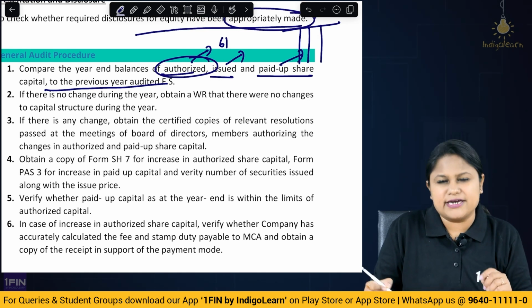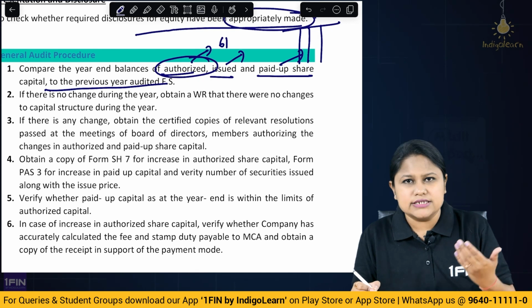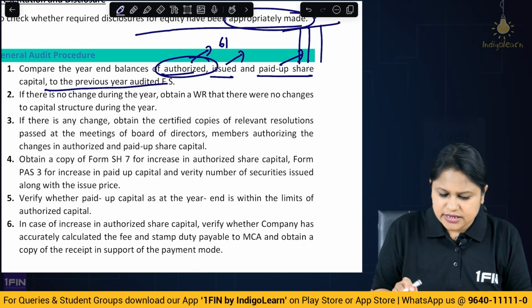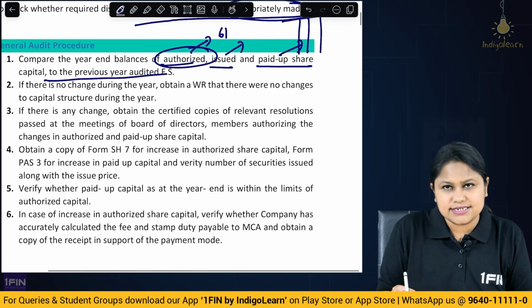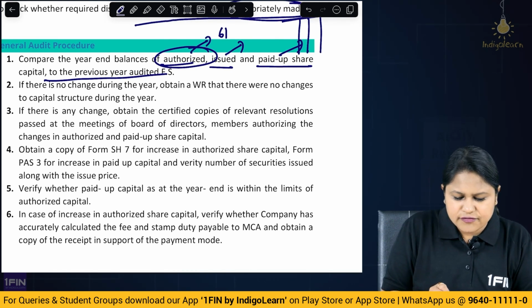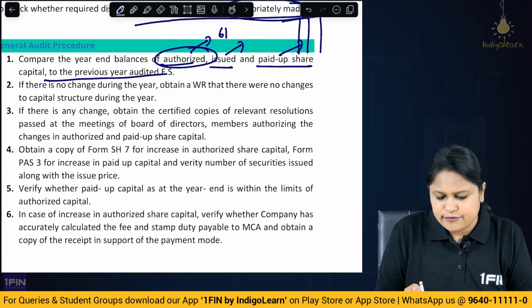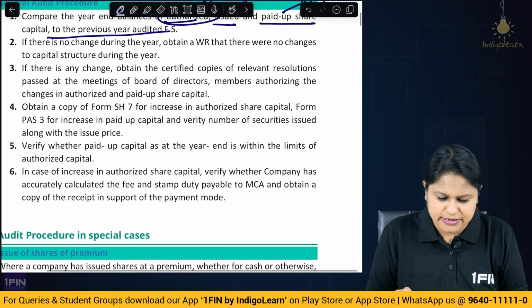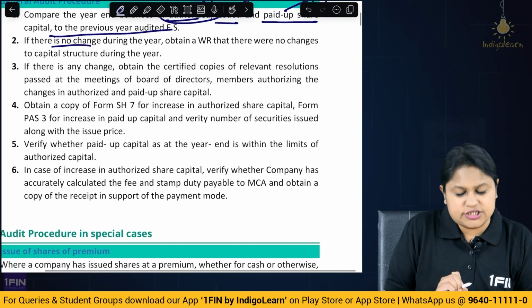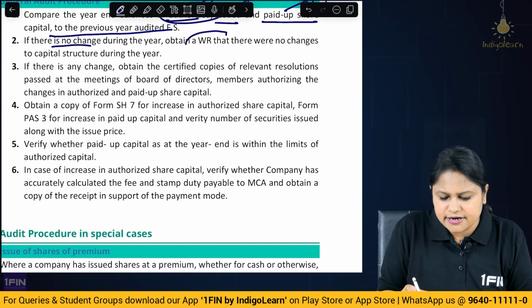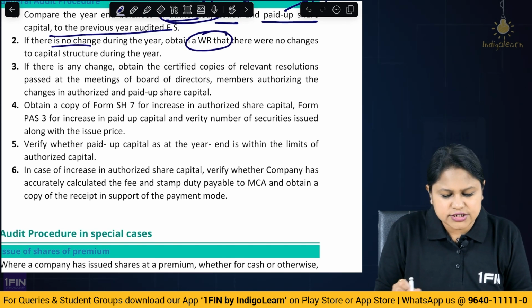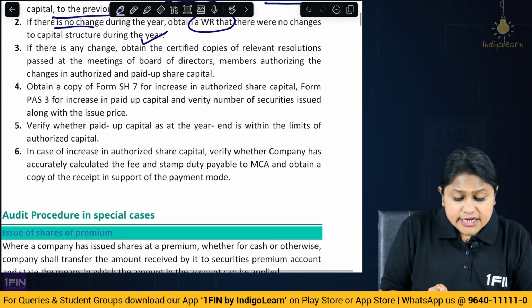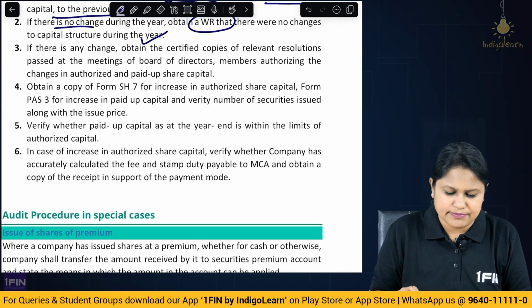Then paid up capital, for appropriate accounting and all. Calls in arrears, calls in advance have to be adjusted properly. So all of that we need to understand, correct? So if there has been any change in this, that will be the beginning of our discussion. So first compare the year-end balances of authorized, issued and paid up capital to that of the previous year's audited financial statement. If there is no change during the year, obtain written representation that there were no changes in the capital structure during the year. Agreed? Then, if there is any change, now comes the second part.